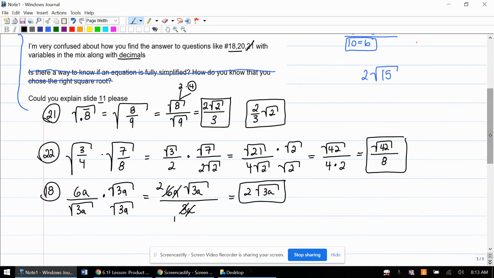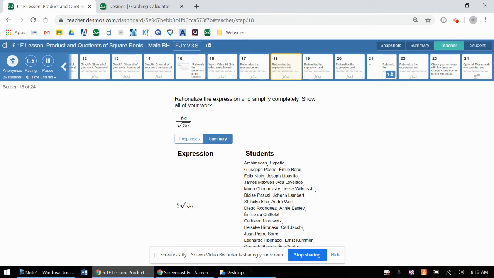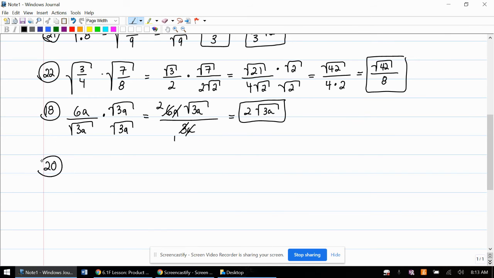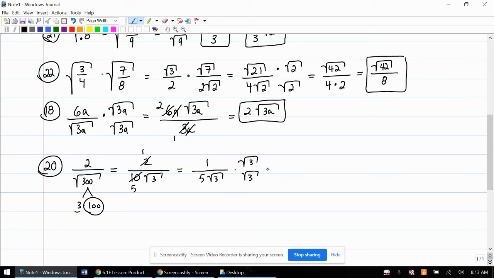Another one was 20. 2 over root 300. I'm going to start by simplifying this. 3 times 100, there's a 10 that comes out. That's stuck inside. And then I'm going to cancel these. And then I'm going to rationalize. 5 times 3, which is 15.